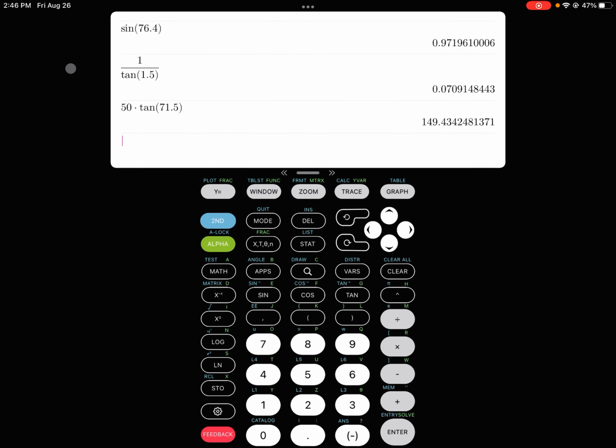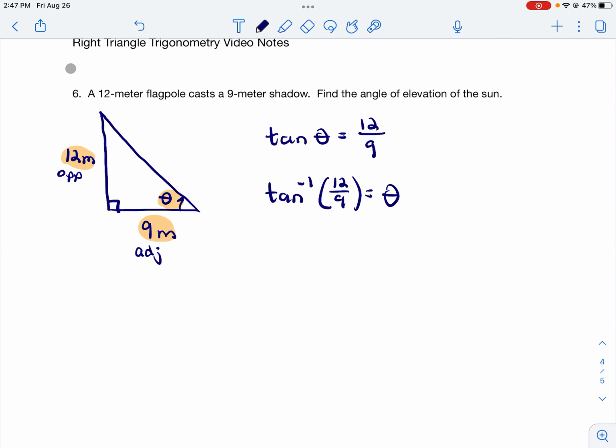And so I'm going to type in my inverse tangent. To get to that, I'm going to hit second and then tangent. Notice it gives me that tangent to the -1, that inverse tangent. And then in that, I'm going to do 12 divided by 9 and enter. And that's 53.1301, etc. degrees. So again, 1 or 2 decimal places, usually 2. So I'm going to write this as theta is equal to 53.13 degrees. And then your final step, translate that to a sentence.